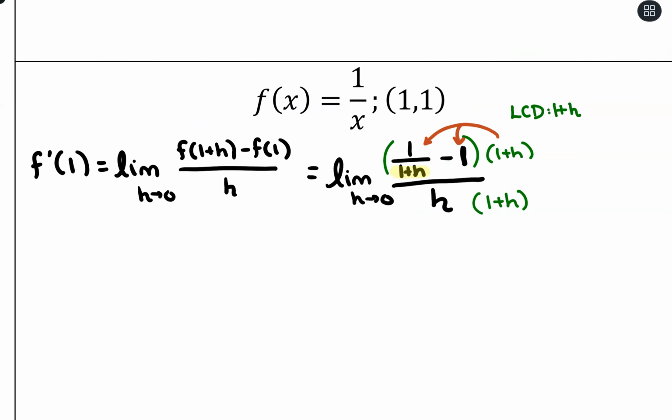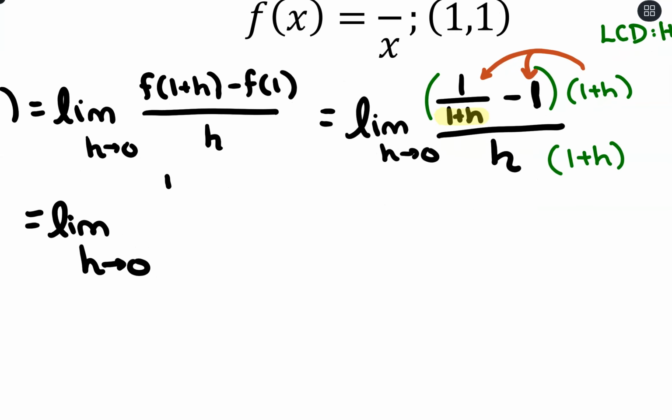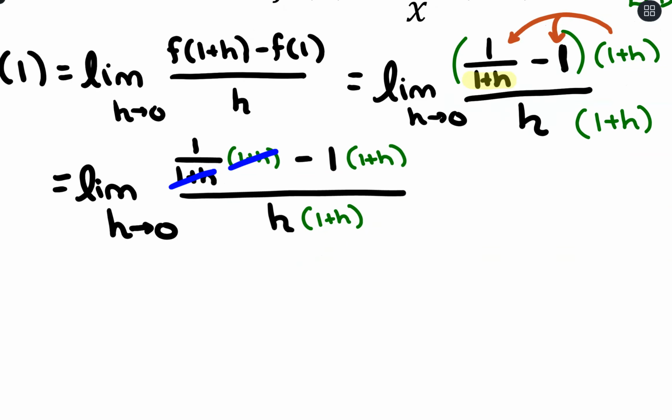So in simplifying, I'm going to write this all out for us just to get a really good review. So we'd have 1 over 1 plus h, and that's being multiplied by 1 plus h. We have a minus 1, and that's being multiplied by a 1 plus h, and then dividing by h, which is also being multiplied by a 1 plus h. And when we do this, our complex fraction should cancel out. That 1 plus h is going to cancel out and just leave us with a 1.